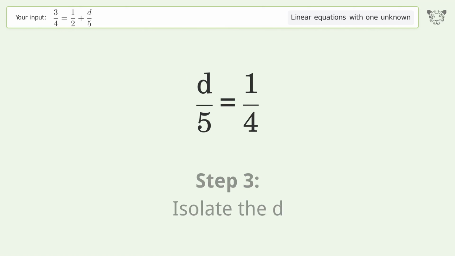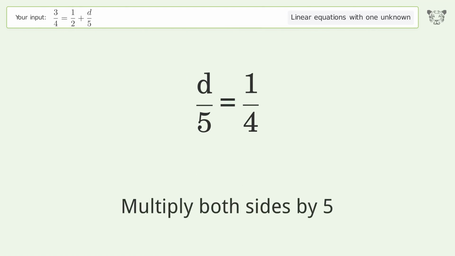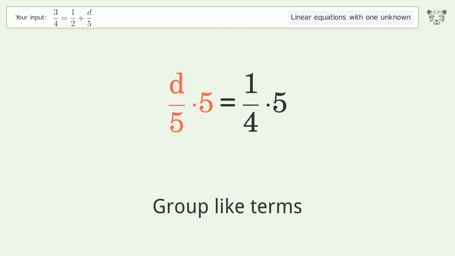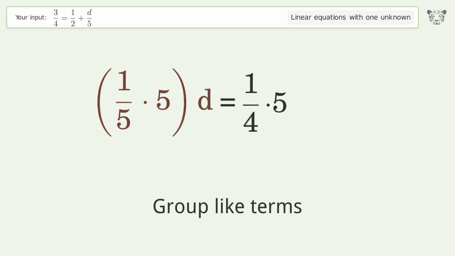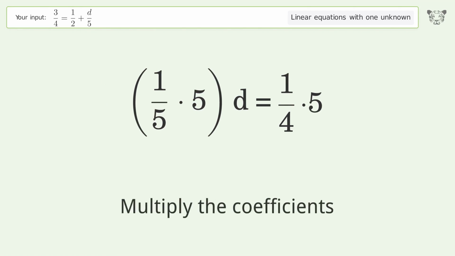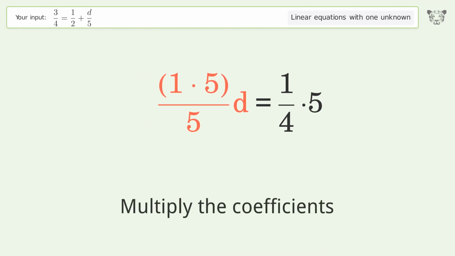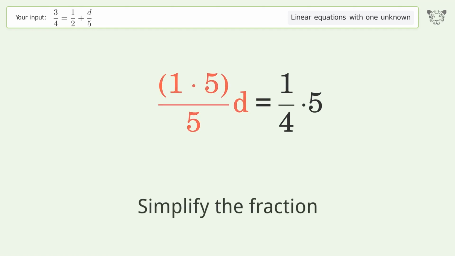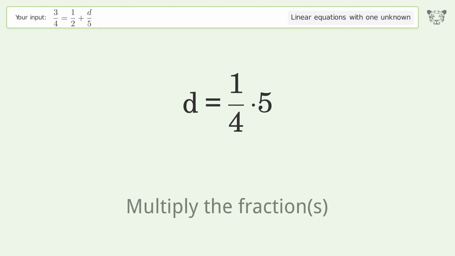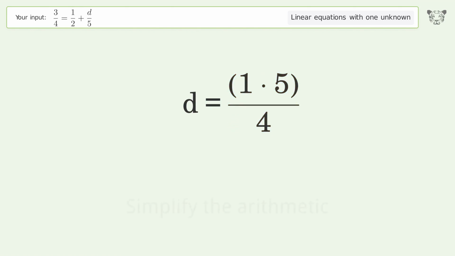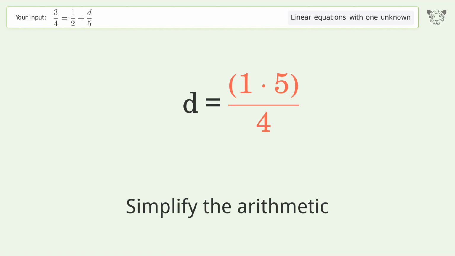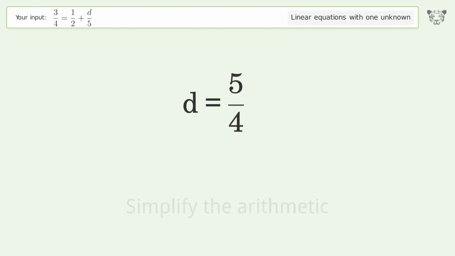Isolate the d. Multiply both sides by 5. Group like terms. Multiply the coefficients. Simplify the fraction. Multiply the fractions. Simplify the arithmetic. And so the final result is d equals 5/4.